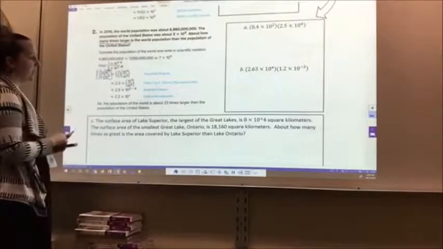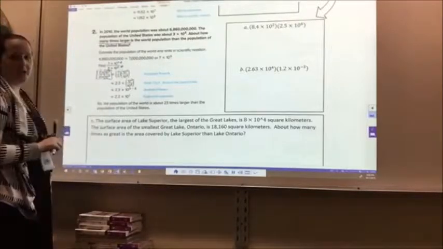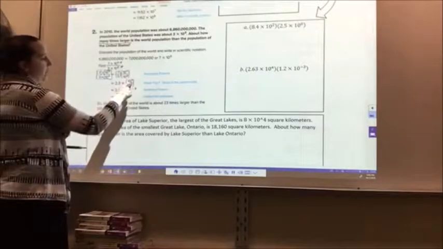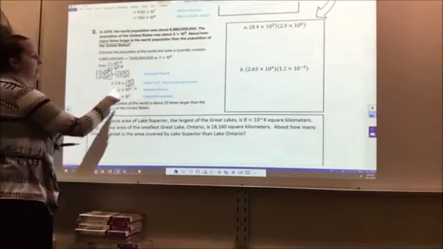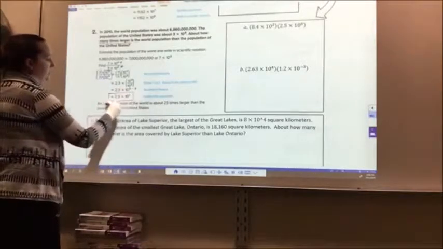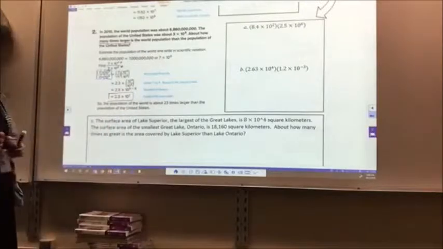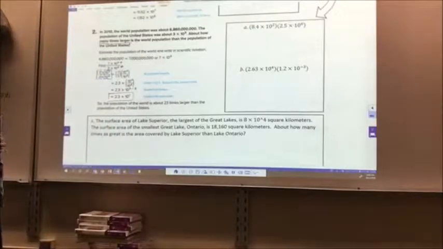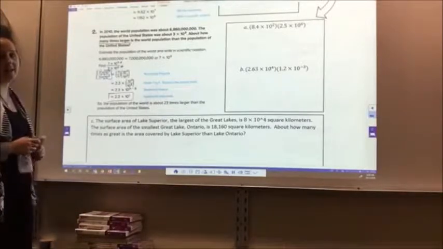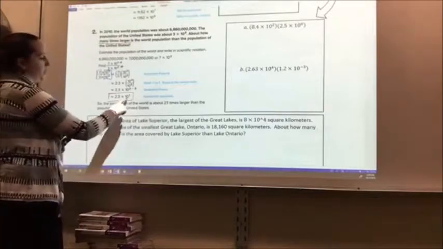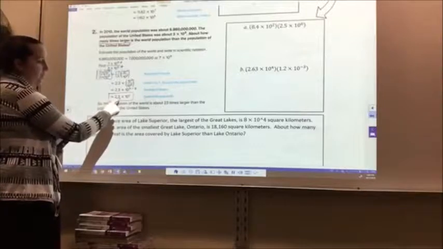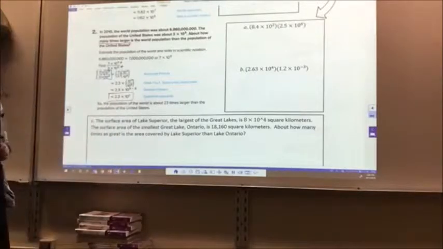7 divided by 3 is approximately 2.3. Then 10 to the 9th divided by 10 to the 8th. Remember, I can use my quotient of powers rule. For the exponents, I subtract: 9 minus 8 gives me 1. So my final answer is 2.3 times 10 to the first power. So the population of the world is about 23 times larger than the population of the United States. How I got 23 is when I change this back into standard form, I just move my decimal over 1 spot, so I get 23. So it's about 23 times larger.